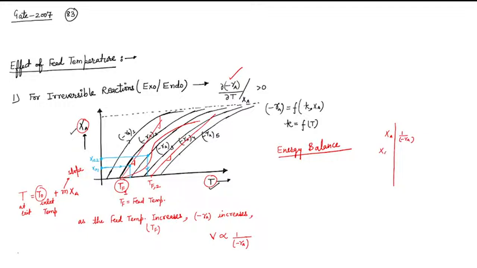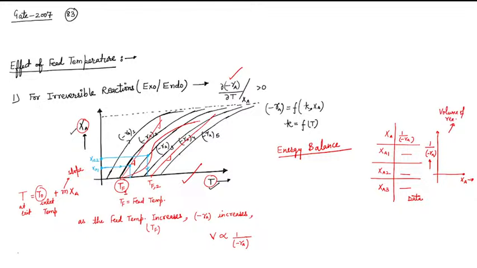At different values of conversion, there is a different rate. Then from these data, which I am getting from this curve, I will draw 1 by minus Ra versus Xa. You already know why 1 by minus Ra, not only minus Ra: 1 by minus Ra will give us the volume of the reactor.